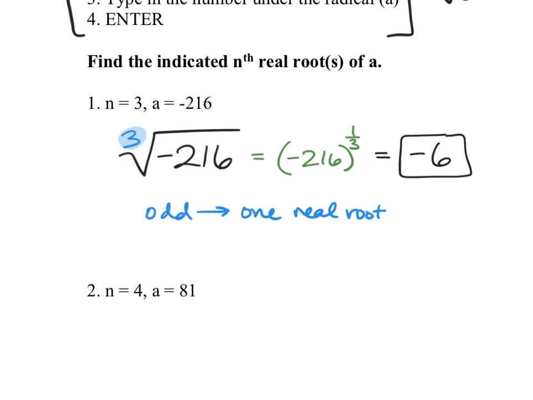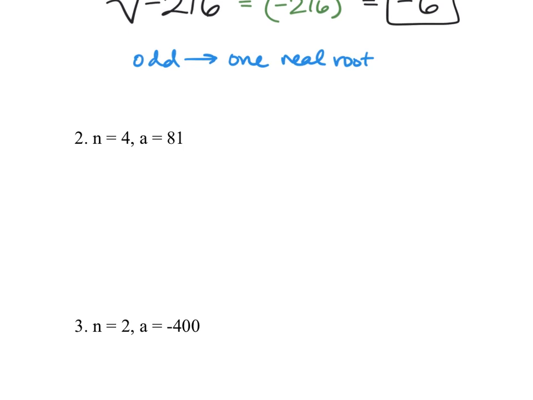Okay. If we go to the second one, what's the little number on the outside of the radical going to be? 4. And what's the number inside the radical? Cool. Now this time, our index, which is the number on the outside, is an even number. Even number means we need to think for a second. We have to look at the number inside. What kind of number is it inside?